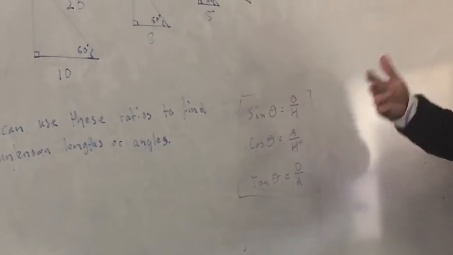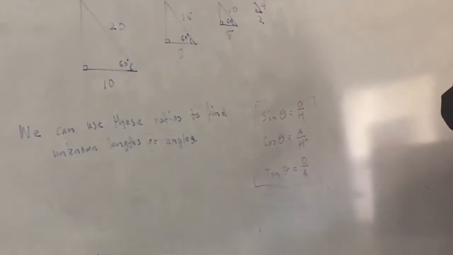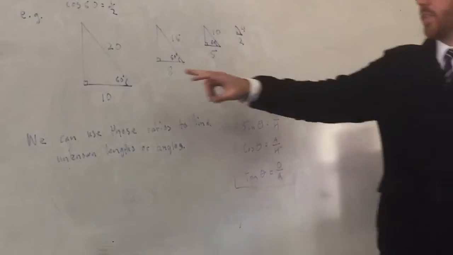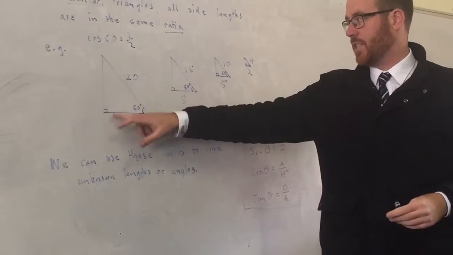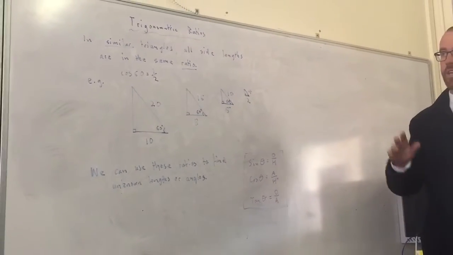So if you were to type in, for example, cos of 60, it would give you a ratio of a half, and that's why we know that the adjacent has to be half of the hypotenuse. That's what it means. It actually gives you a ratio like that.